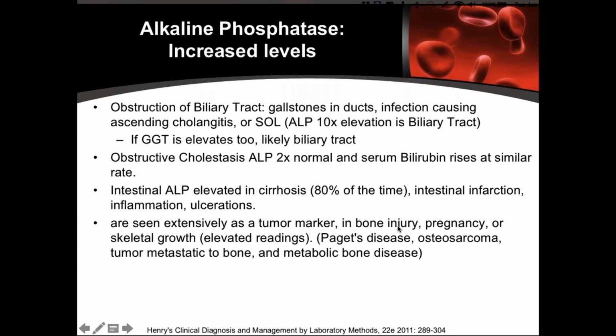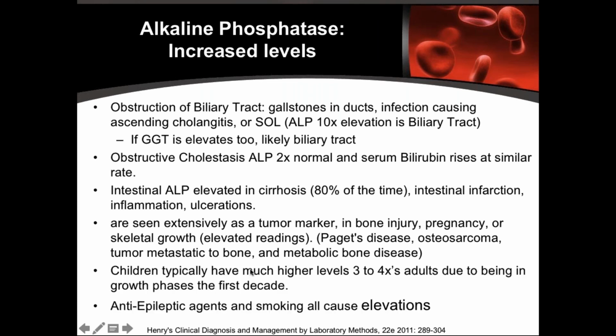Bone injury, as we've already said, because after your bones get injured, you're going to make more, and therefore you increase your alkaline phosphatase. Pregnancy, we've already mentioned. Paget's disease, right? Because Paget's is one of those diseases where you have this malformation of the bone, and it's going to show up in phosphatase levels. Osteosarcoma in that kid, not only in kids, but most commonly. Tumor metastatic to the bone, and metabolic bone disease. The point is bone disease, bone disease, bone disease, bone disease.